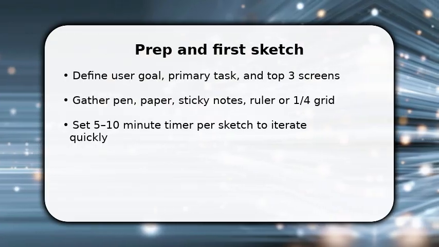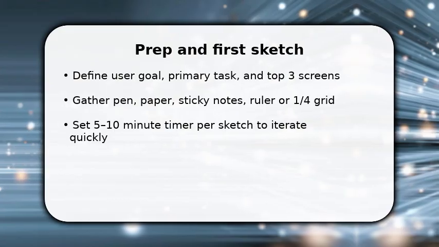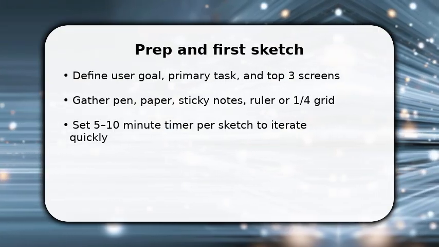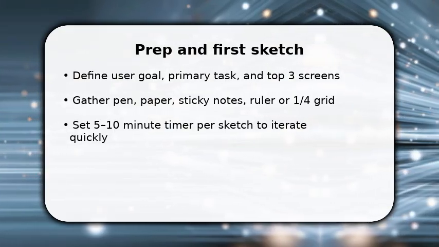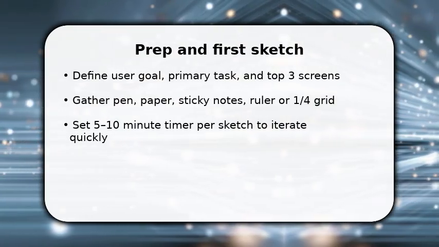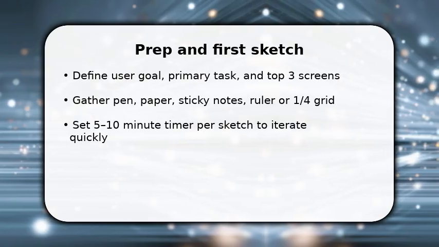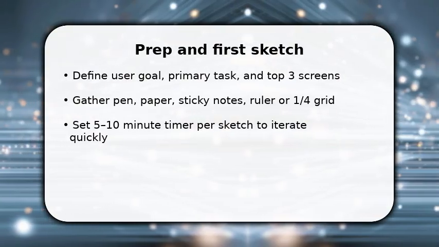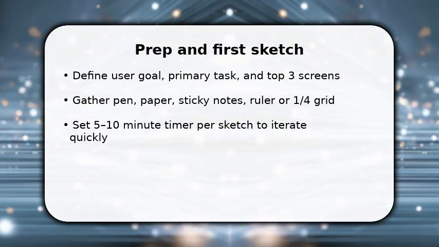Set a 5-10-minute timer and sketch rapidly. This forces choices and prevents polishing. As you draw, prioritize content blocks and core actions. Make sure to mark taps, inputs, and navigation areas, so later iterations remain focused on function rather than visual detail.